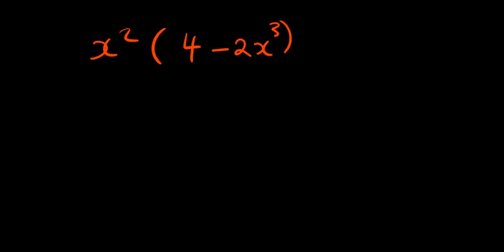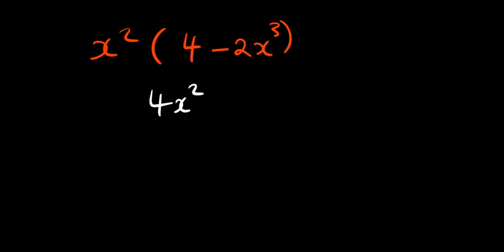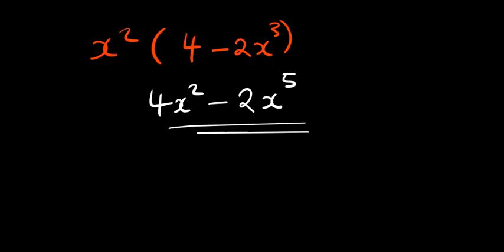The x squared is going to multiply with everything that is in the brackets. So x squared multiplied by 4 will give us 4x squared. Then the x squared multiplied with the negative 2x to the power 3. What are we going to have? We're going to have negative 2x. Now I've got a 2 and a 3, and x squared and x cubed were multiplying, so you're supposed to add the powers. So I'm going to have x to the power 5.